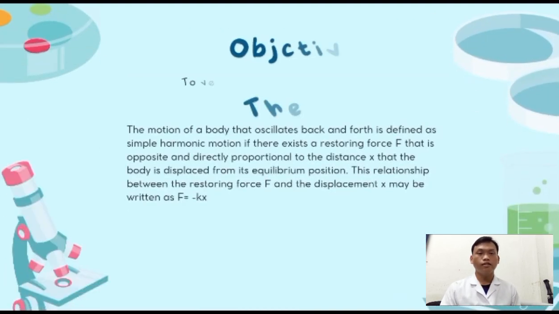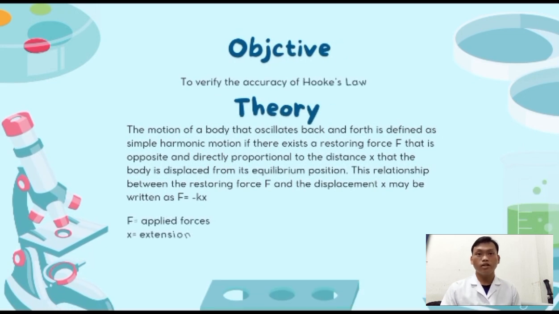The next is the objective. What is the objective of this experiment? The objective is to verify the accuracy of Hooke's law. And the theory. What is the theory for this experiment?